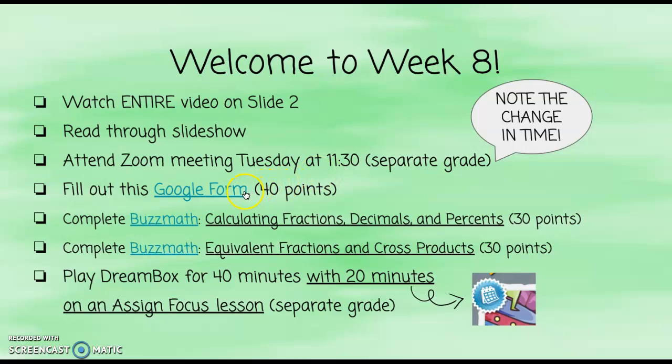You're going to fill out a Google form. That's all about percent of a number. And then you're going to complete 2 BuzzMath activities. One's called calculating fractions, decimals, and percents, and one's called equivalent fractions and cross products. You're going to play Dreambox for 40 minutes, just like every other week, with 20 minutes on an assigned focus lesson, and that's a separate grade as well.